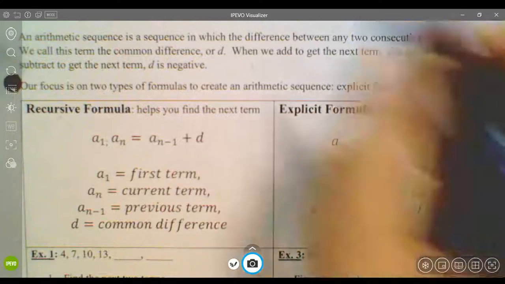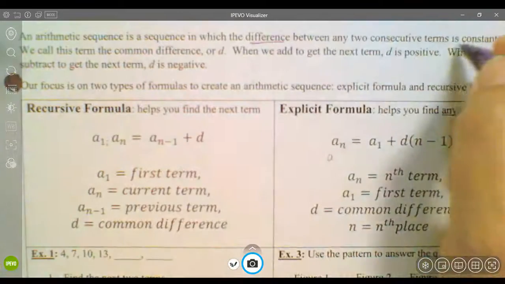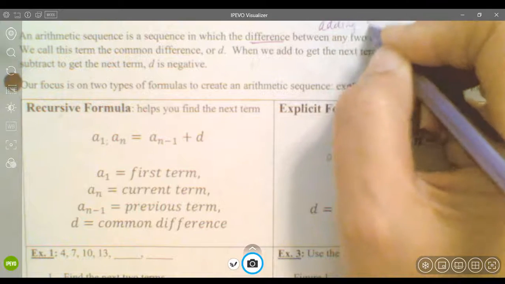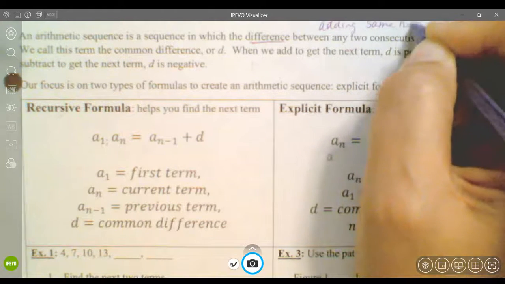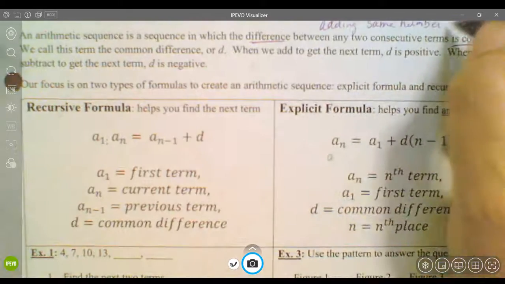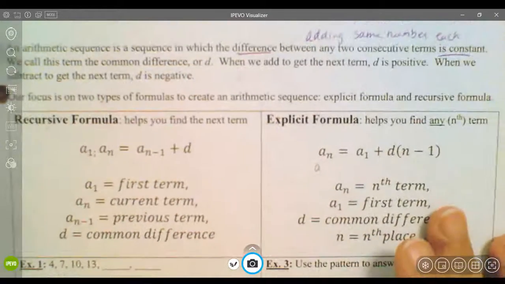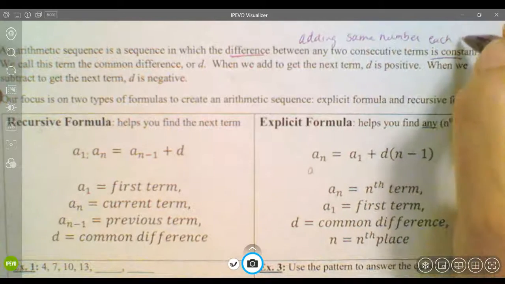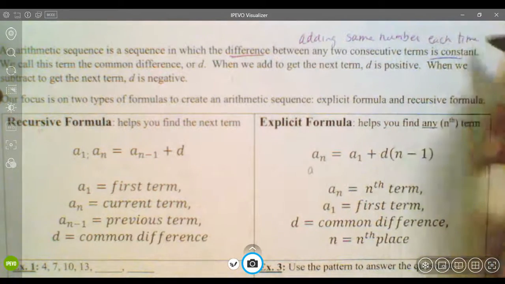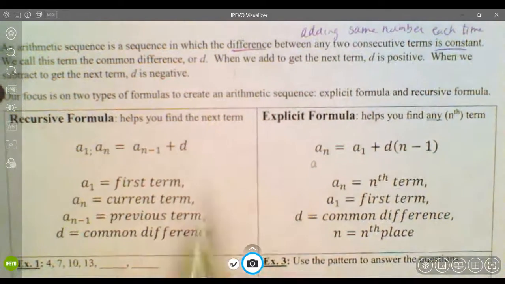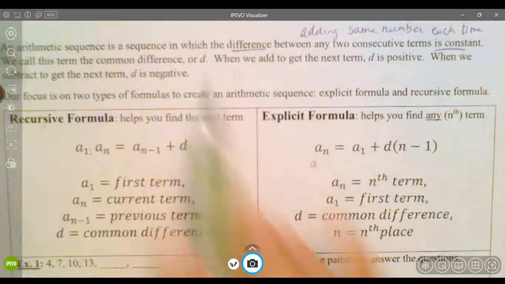Let's actually make that note. The difference is constant. That means we're adding the same number each time. There are no changes. There are occasions where sometimes you want to add different numbers, but then it's not arithmetic. So we want to add the same number each time to get the next term. And we've already talked about the common difference, which is d.